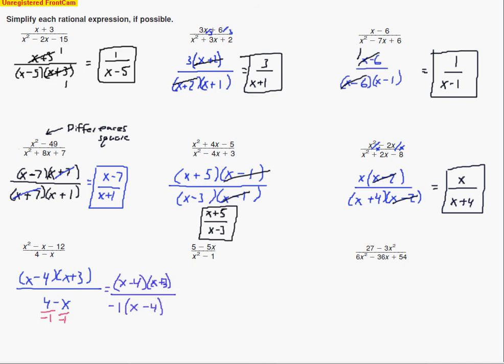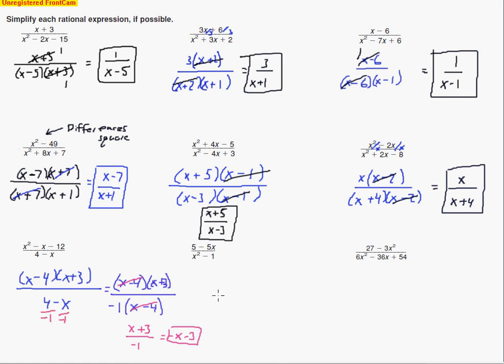And so from there, we can go ahead and reduce. So the x minus 4s cancel, so we're left with this x plus 3 on top with a negative 1 on the bottom. So negative x minus 3 is our answer. So let's take a look at the next one.